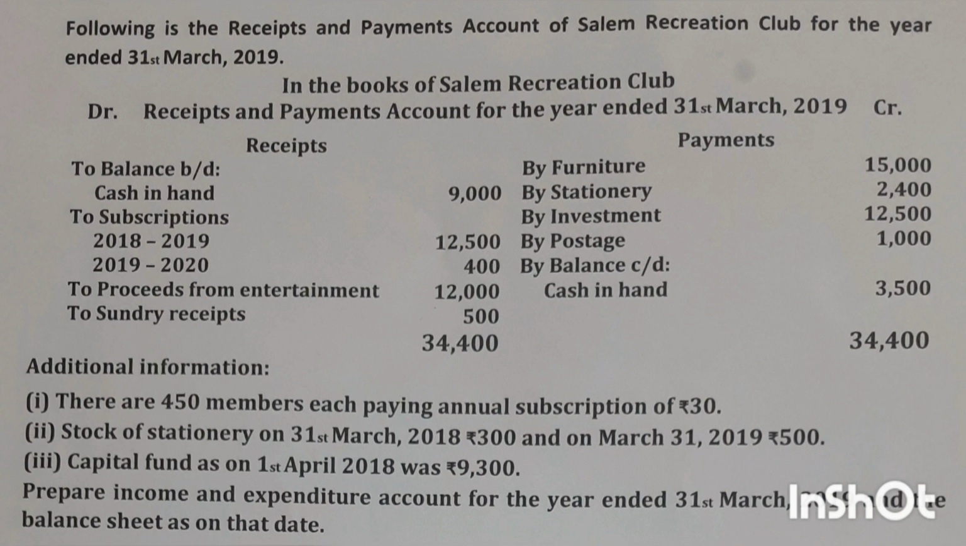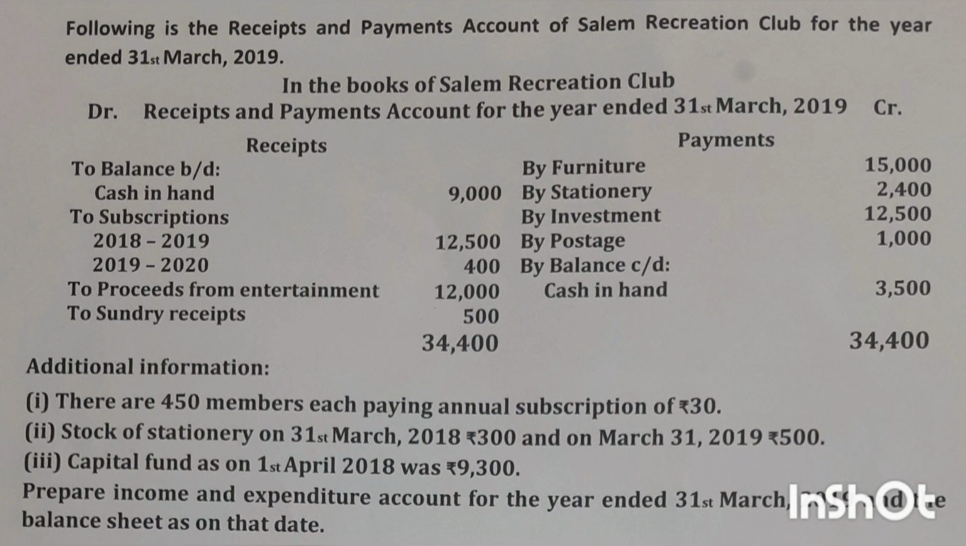Below the receipts and payments account, they have given some additional information. There are 450 members, each paying annual subscription of rupees 30. If you multiply 450 into 30 rupees, we will get 13,500. This is the amount to be received, should have received during the current financial year, whereas we have received only 12,500. So the remaining 1,000 should be treated as an outstanding, and we should treat accordingly.